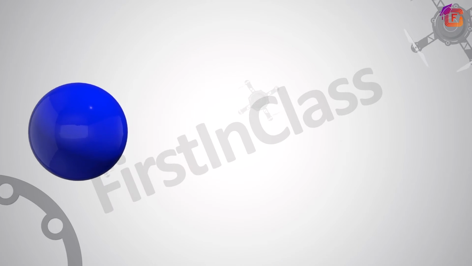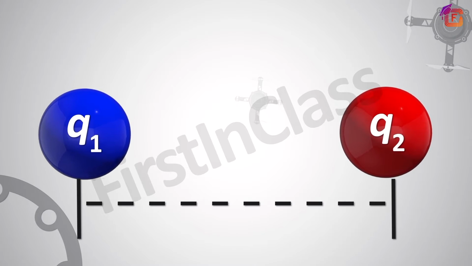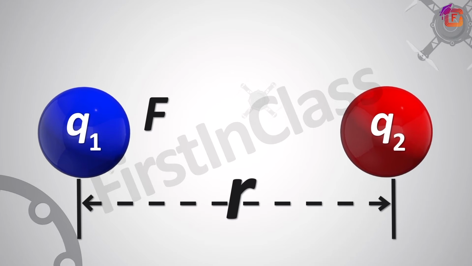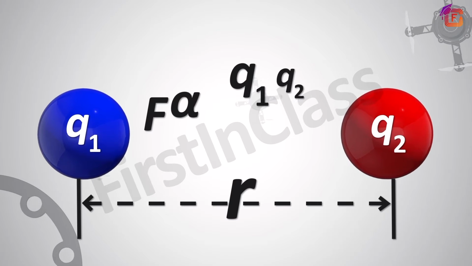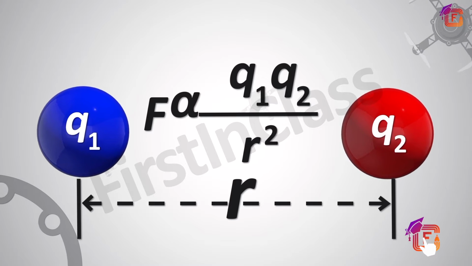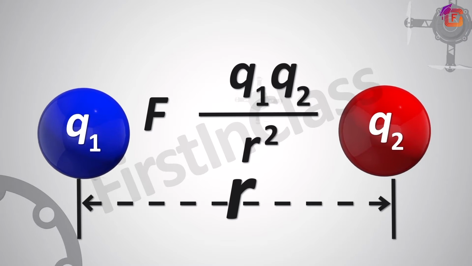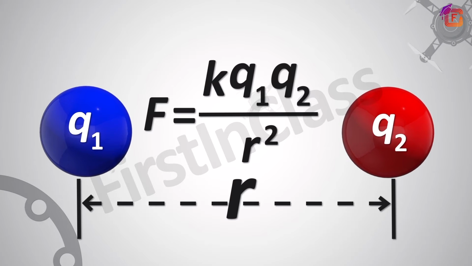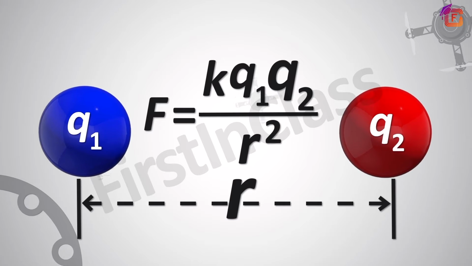Mathematically, if we have 2 point charges, say Q1 and Q2, in vacuum separated by distance r, then the electric force F between them is given as F is directly proportional to Q1 Q2 over r squared. The proportionality sign is replaced with Coulomb's constant denoted by K. So the relation becomes F is equal to K Q1 Q2 over r squared.